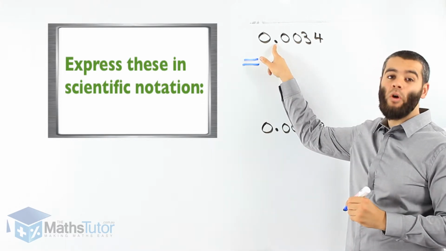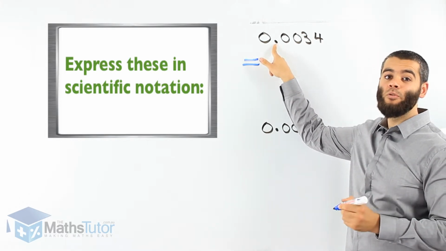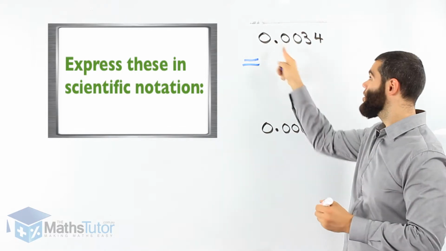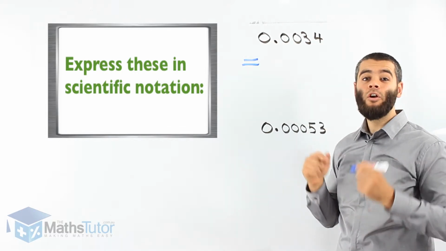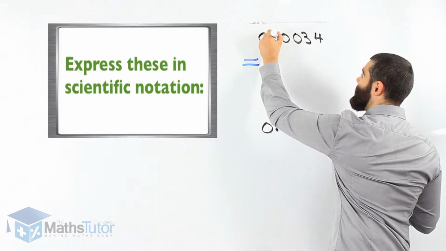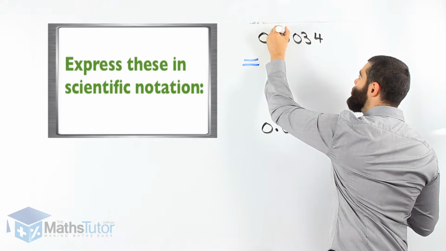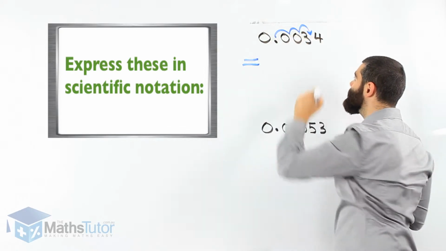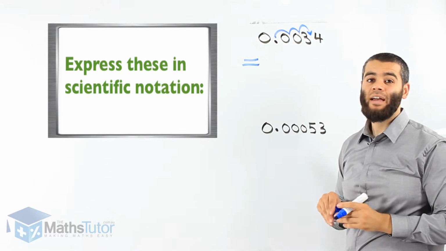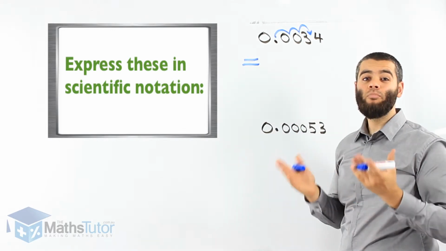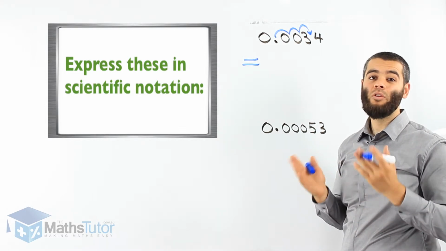We're going to grab our point once again. We're going to move the point, this time to the right, to make a number again between 1 and 10. We grab our point and we're going to move once, twice, 3 times. We're going to put it between the 3 and the 4. Why between the 3 and the 4? It's going to become 3.4. It's a number between 1 and 10.